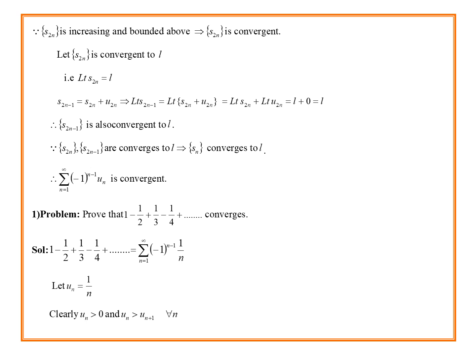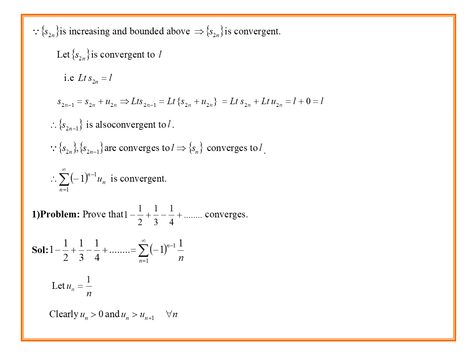So since the sequences S of 2n and S of 2n minus 1 are convergent to L, both S of 2n and S of 2n minus 1 are convergent. Therefore the main sequence Sn is also convergent to L. So sequence Sn is nothing but the series of the alternating series. Therefore sigma n equal to 1 to infinity of minus 1 whole power of n minus 1 into un is convergent. So now coming to the problems.